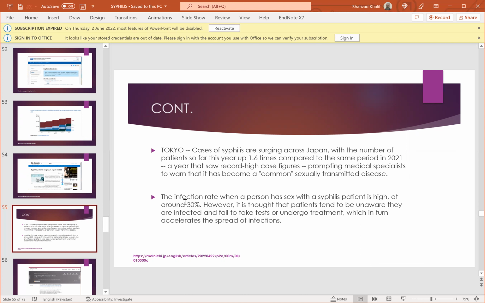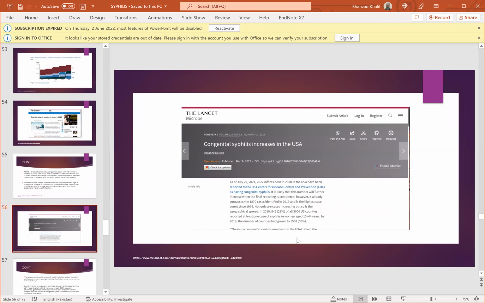The infection rate when a person has sex with a syphilis patient is high, around 30%. However, it is thought that patients tend to be unaware they are infected and fail to take tests or undergo treatment, which in turn accelerates the spread of the infection.